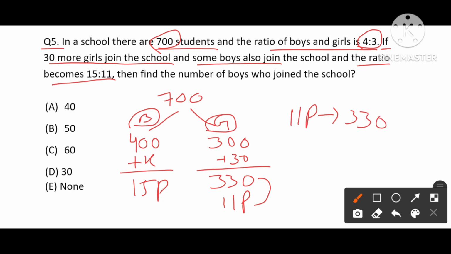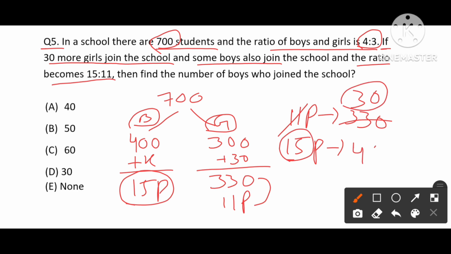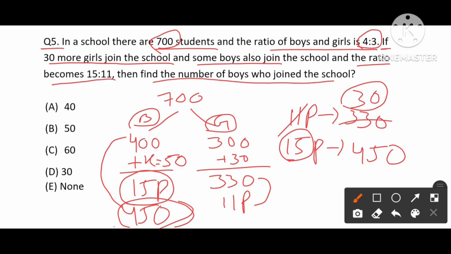So here we have to find the 15 parts value. 15 parts value must be 15 times 30. So 15 into 30, which will be 450. So the 15 parts value is 450. This is 450, which means 400 becomes 450 by adding 50. Now the question asked is to find the number of boys who joined the school, which is the X value, which is nothing but 50. So the answer is 50. Option B is our answer.